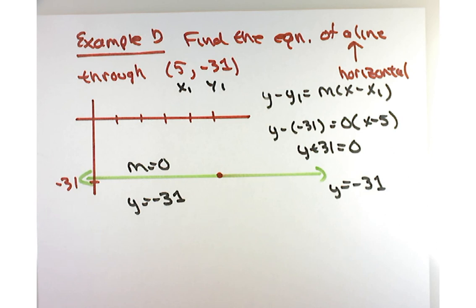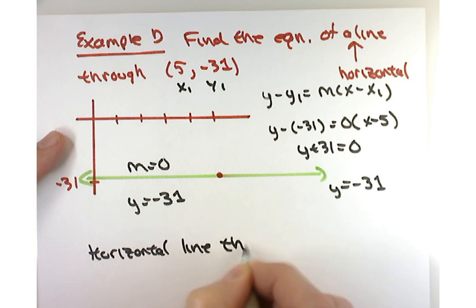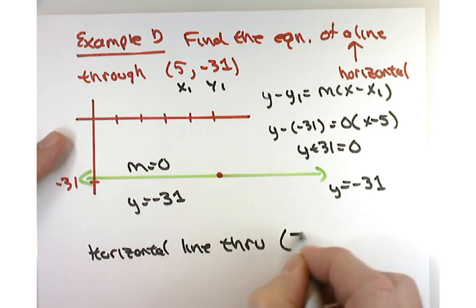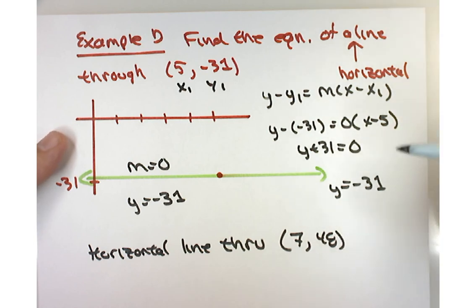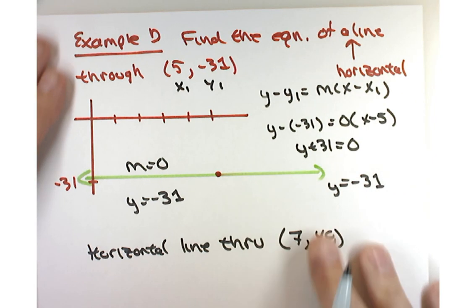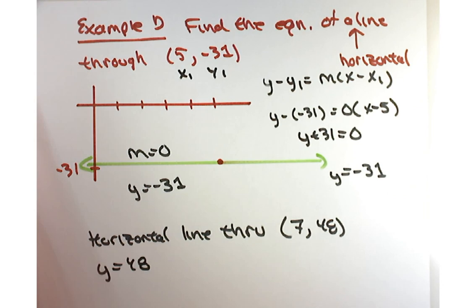If I asked you a follow-up question, find the equation of a horizontal line through 7 and 48, do you need to go through all this stuff again, or can someone just jump to the happy ending? Y equals 48. Horizontal lines are always going to be y equals something.